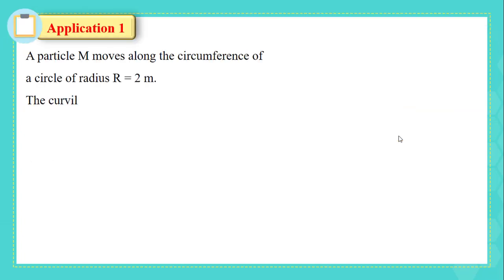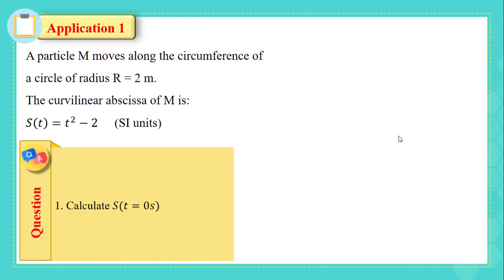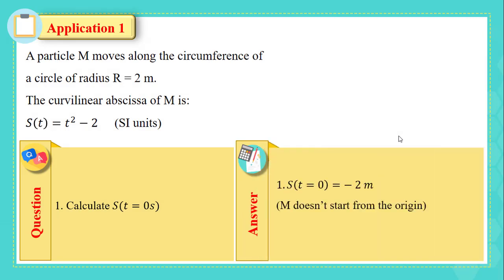Application number 1. A particle M moves along the circumference of a circle of radius r equal to 2 meters. The curvilinear abscissa of M is given by S of t equal to t squared minus 2. SI units are used for t and for s. 1. Calculate S at time t equal to 0 seconds. We substitute t equal to 0 in the expression of S of t to give minus 2 meters, and that means M doesn't start from the origin as you can see in this figure.